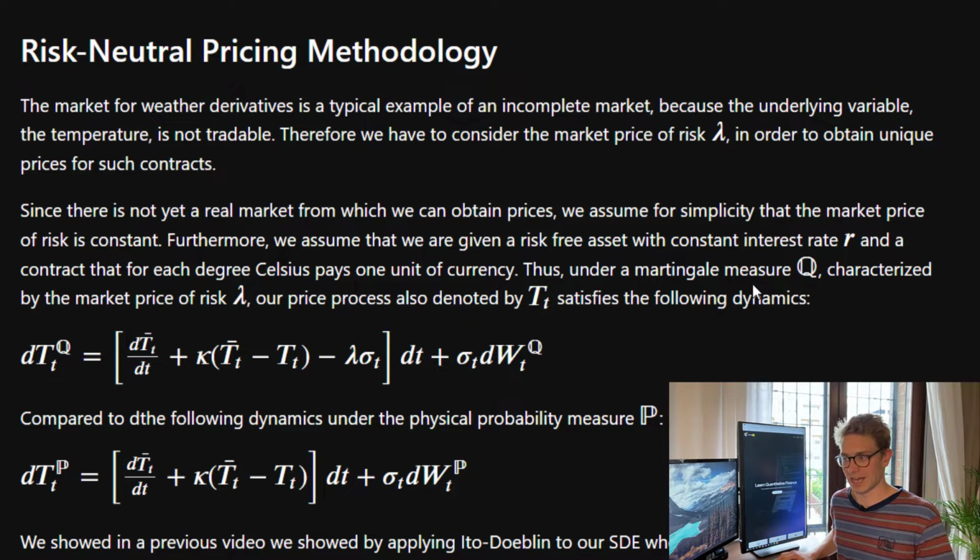So under the martingale measure now, characterized by this market risk premium, our new dynamic process for temperature satisfies the following dynamics under the risk neutral measure. The way that we get this is we apply Girsanov's theorem to our physical probability dynamics, as you can see here. So all we've got now is that our drift term applies this shift of our lambda times our varying volatility over time.